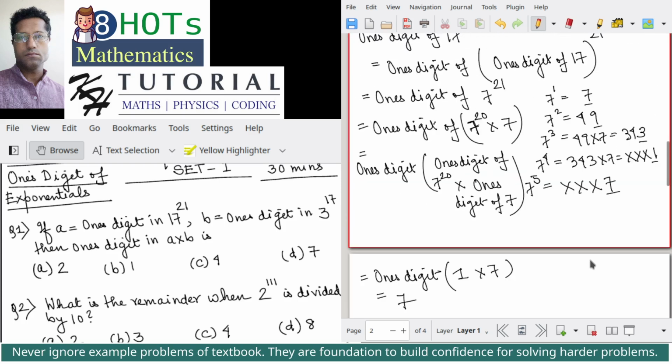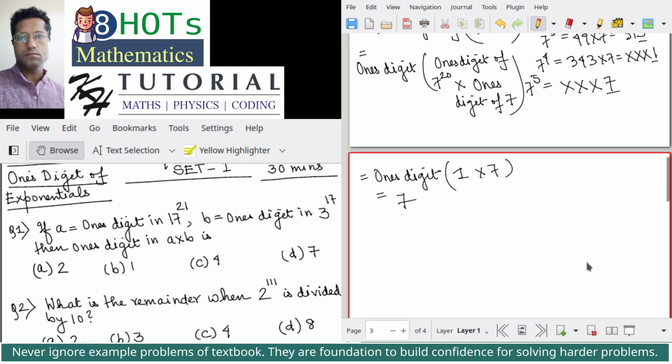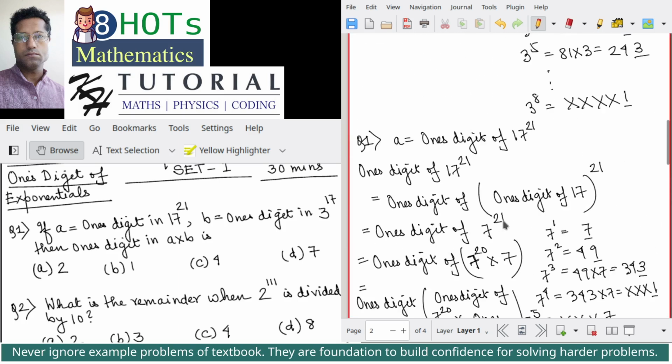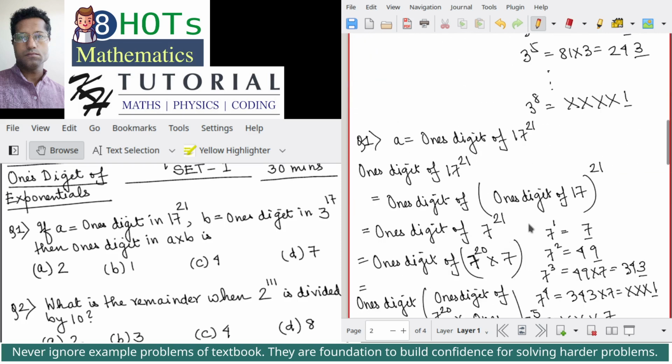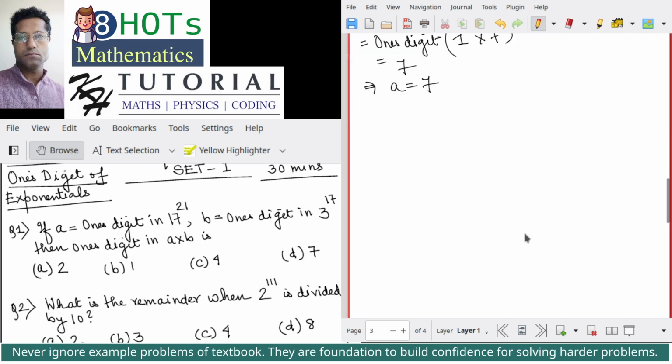Okay, so this was A. So this implies that A is equal to 7. So this way we have to find what B is, the digit B, which will be the ones digit of 3 to the power 17. So B is the ones digit of 3 to the power 17.